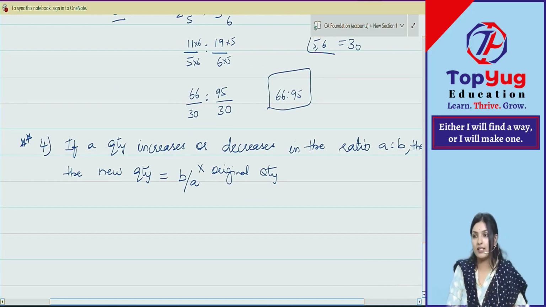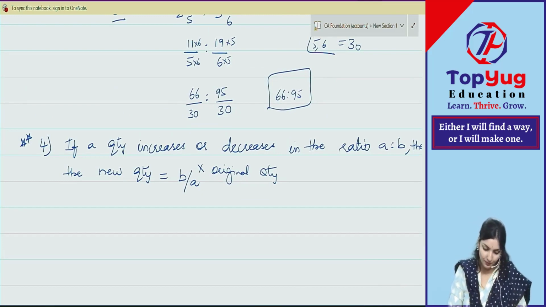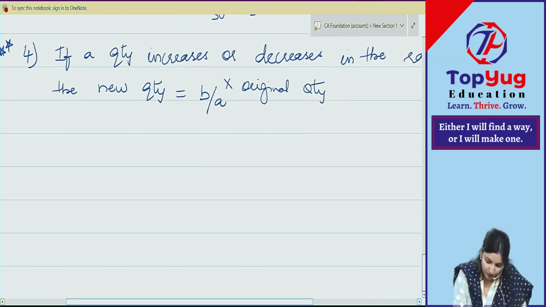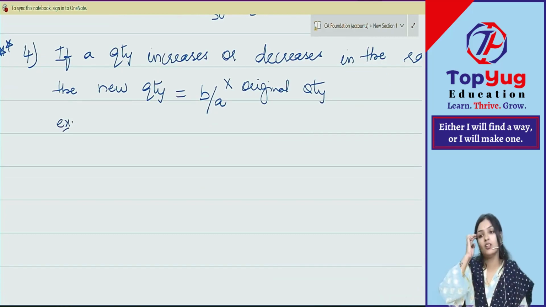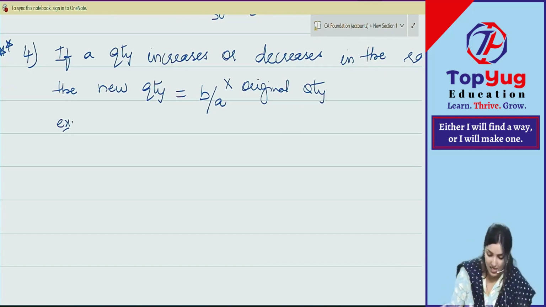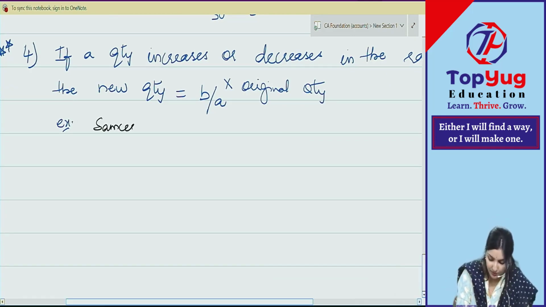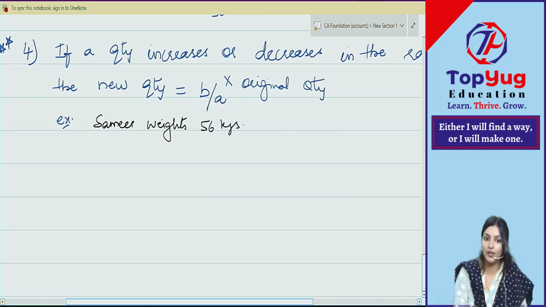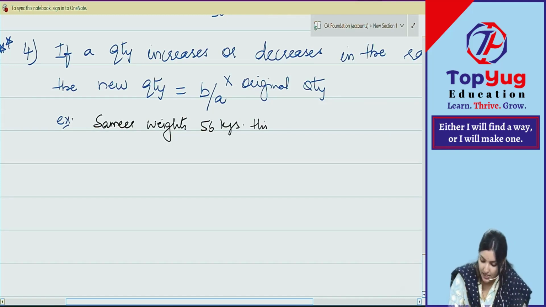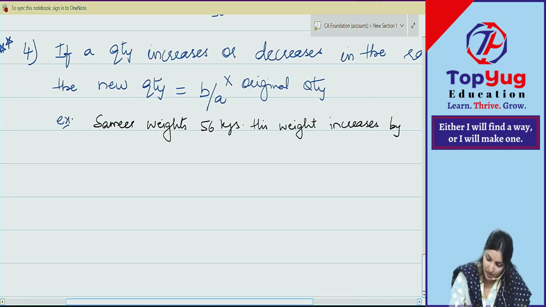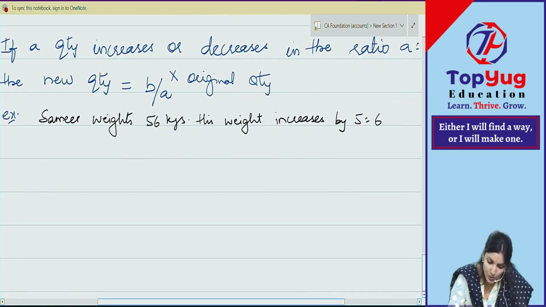What is this? I'll tell you an example, then you will understand it. Shall I start with an example? What is your name? Samir. Samir, what is your weight? Samir weighs 56 kgs. His weight increases by 5 is to 6.